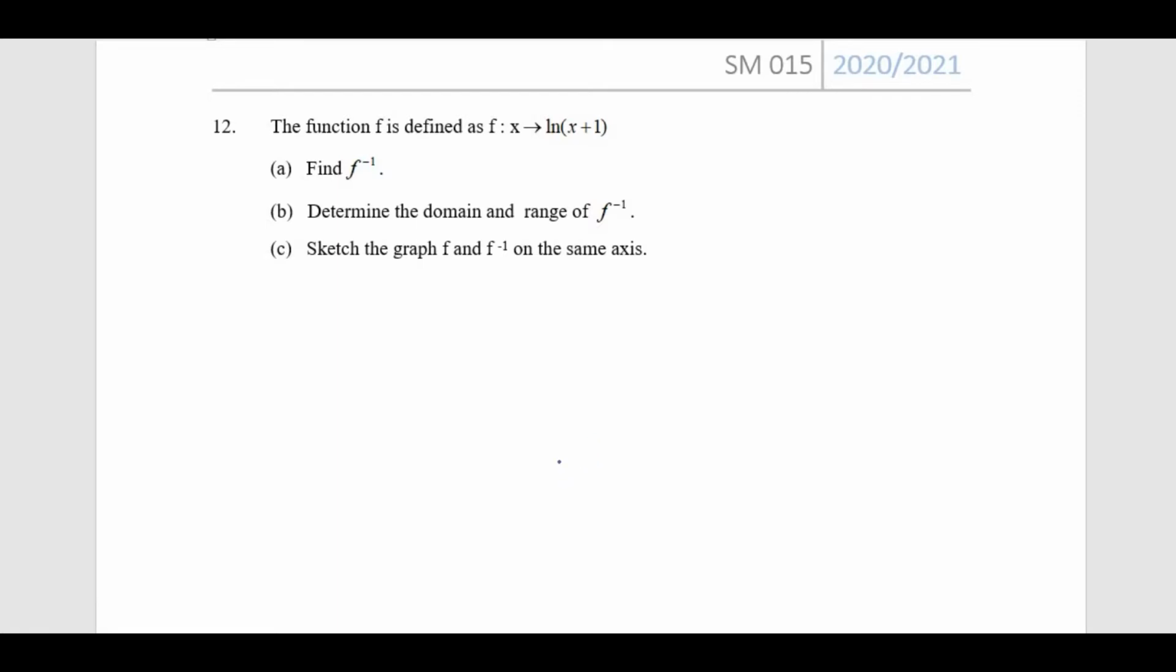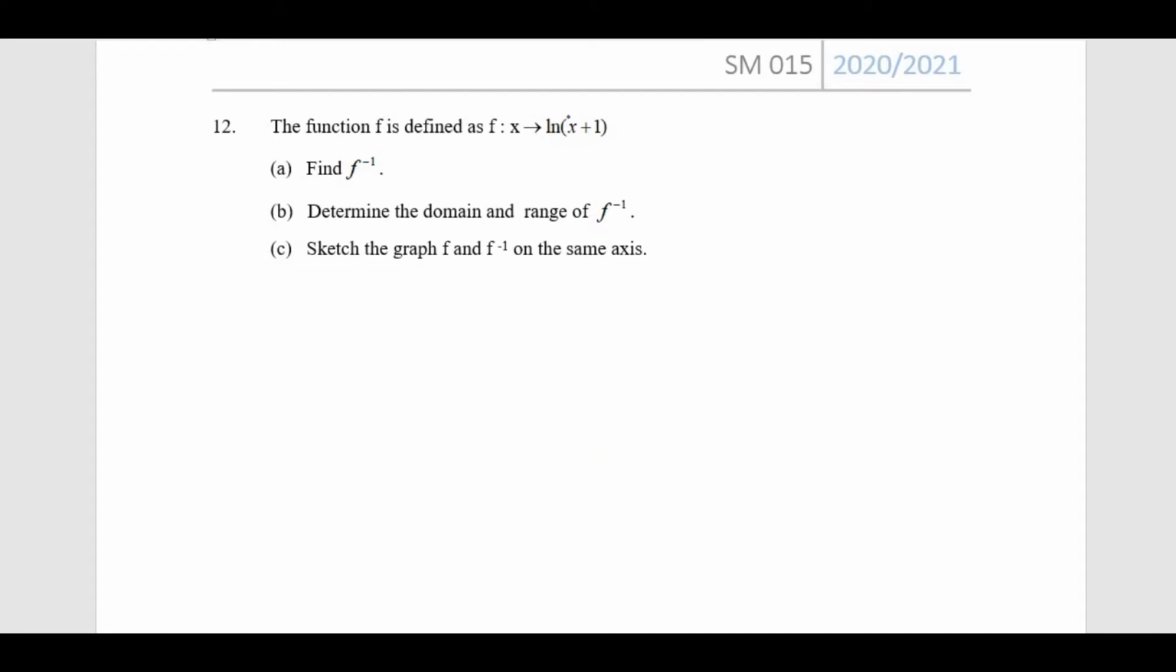So let's continue with our tutorial functions and graph. This time, we'll discuss how to find the relationship of exponential and logarithmic functions by algebraic and graphical approach. And then we state the domain and range of the exponential and logarithmic functions. So now let's look at question number 12.